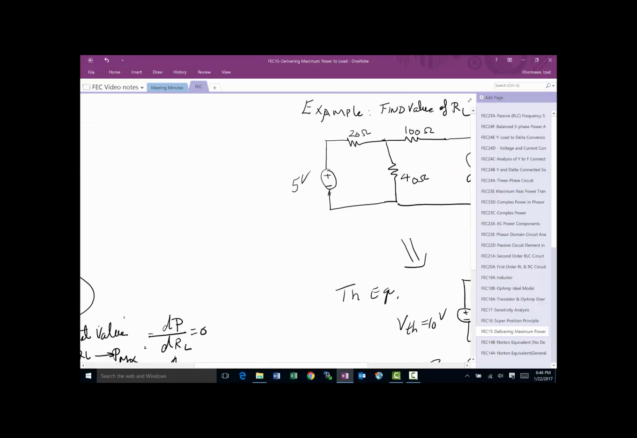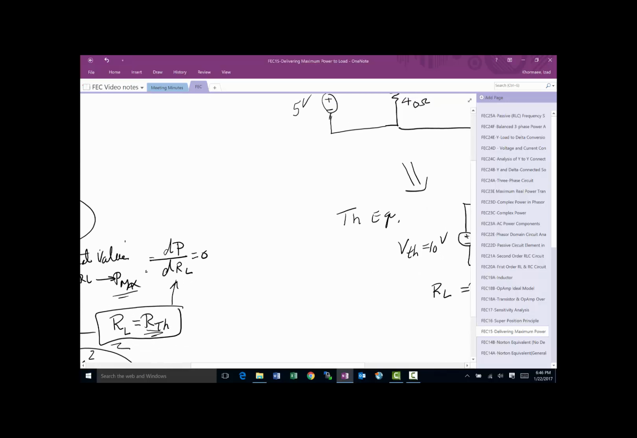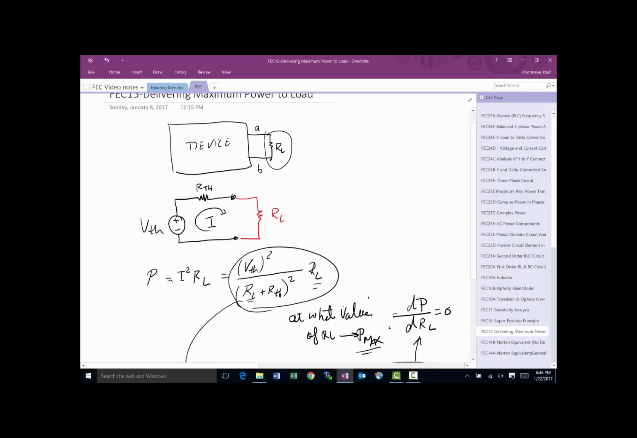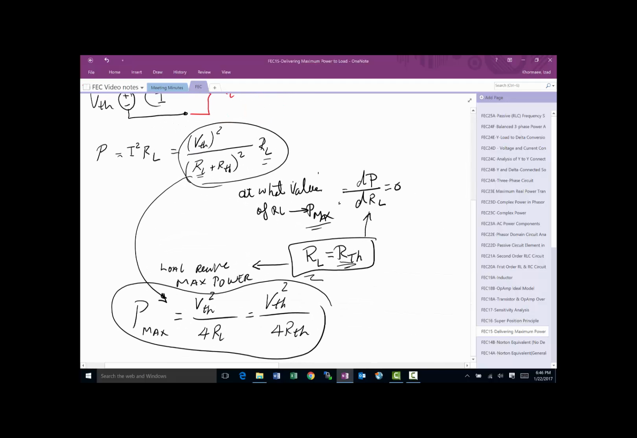So the two rules you have to remember: if someone gives you a device and asks you to deliver maximum power to RL, you remove the RL first, find the Thevenin equivalent of the system, and then the only thing you have to make sure is that RL is equal to R Thevenin. And if somebody asks for the maximum power, you can use the equations provided here to give them the maximum.